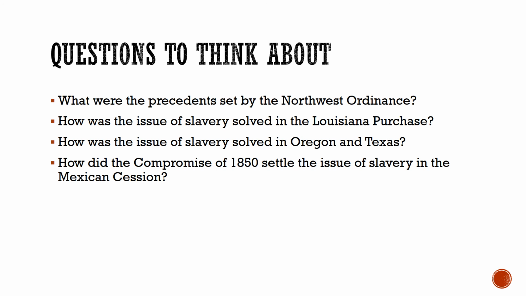Third, how was the issue of slavery solved in Oregon and Texas? Oregon just completely bans slavery from the time of its territorial existence. And then Texas, part of the reason Texas breaks away from Mexico is because the Anglo settlers there wanted slavery. And then our final question, how did the Compromise of 1850 settle the issue of slavery in the Mexican Cession? And the answer is popular sovereignty. They're going to allow the people who live there to decide whether or not slavery would be allowed.